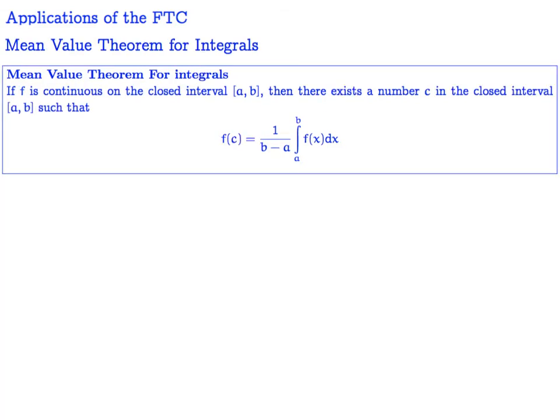So the next application of the fundamental theorem of calculus tells us the mean value theorem for integrals. This theorem says that if you have a function that's continuous on a closed interval a to b, then there exists a number c in the closed interval [a, b] such that f of c is equal to this quantity, that is the average value.